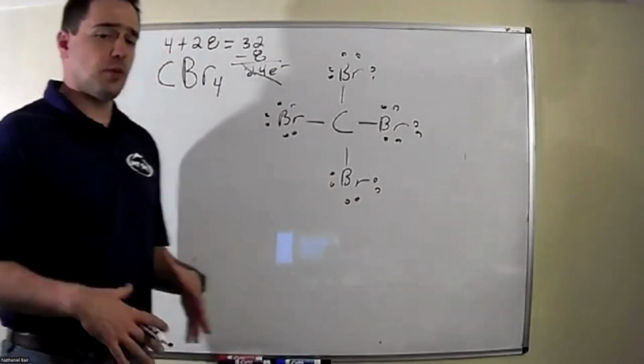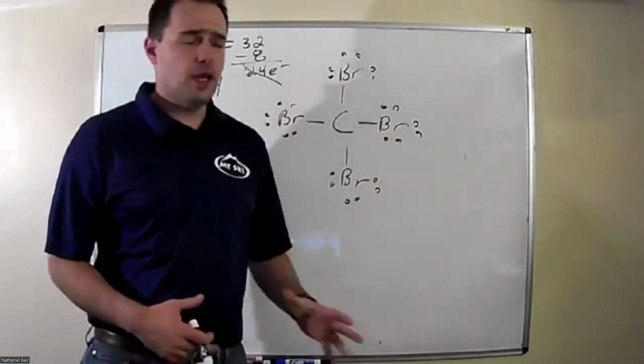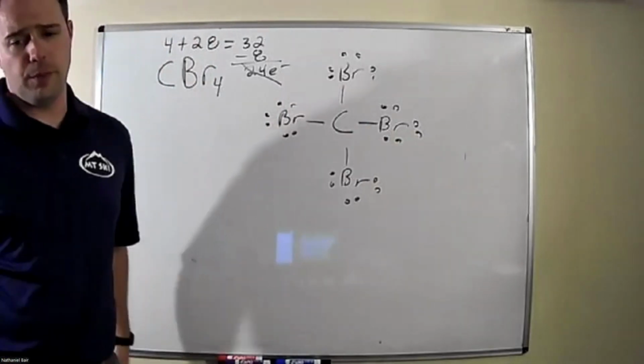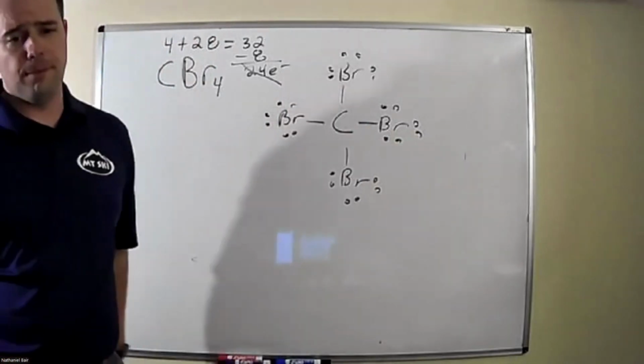Carbon tetrabromide's got a central carbon atom, singly bound to 4 bromines. Each bromine has got 3 lone pairs coming off of it. Carbon tetrabromide.